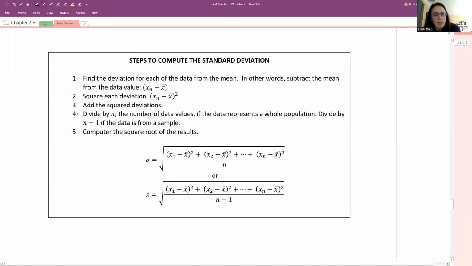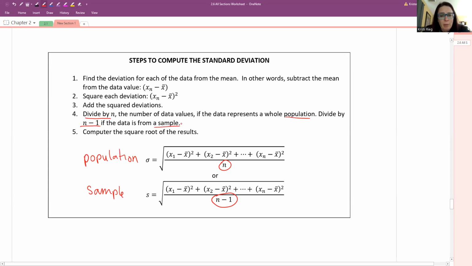So remember, sigma is for the population and S is for the sample. And the difference between these two is you're going to divide by n for the population or n minus 1 for the sample. So it says that right here in step 4. Divide by n for the population, divide by n minus 1 for the sample.